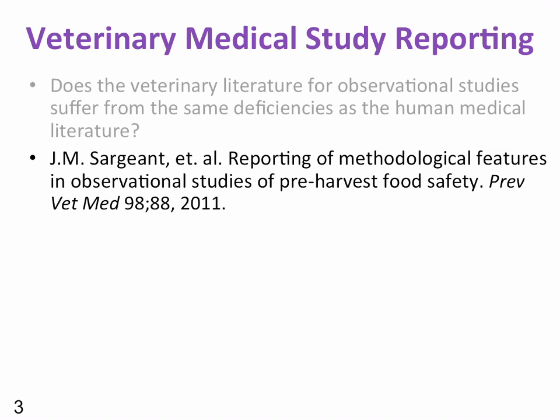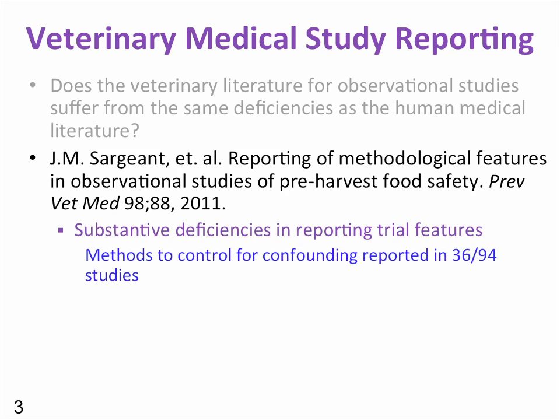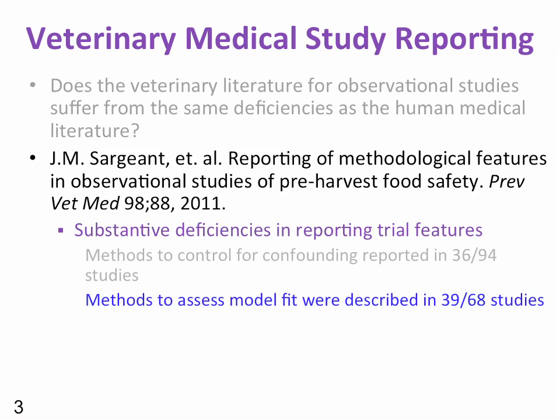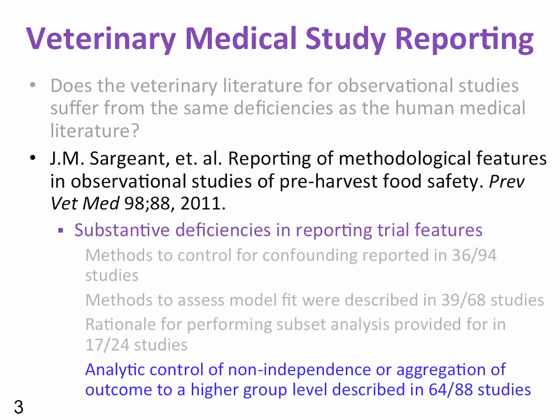A study done by Jan Sargeant to evaluate the quality of reporting for food safety observational studies found that there were important deficiencies in many of the studies published in peer-reviewed journals. These included poor reporting of methods to control confounding; nearly half did not assess model fit or provide a rationale for performing subset analysis; and more than 1 in 4 did not describe how they controlled for non-independence of study subjects or why outcomes were aggregated to a higher level of allocation than the level measured.